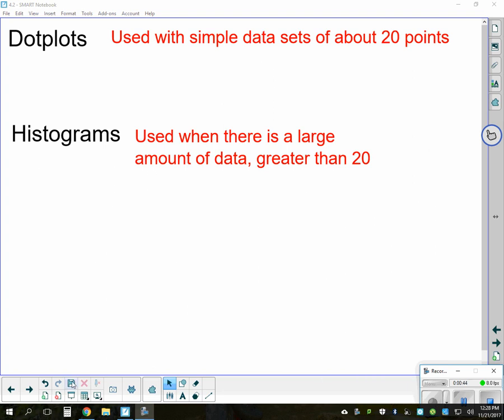Pause the video, write down those definitions. They're not really definitions, just some explanations there.